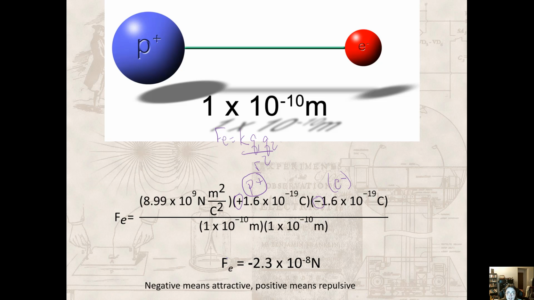And then when you plug that in, you get a force of negative 2.3 times 10 to the 8th newtons. And in this case, the signs are important. It's a force, so this is a vector. So that means that the negative signs have meaning. Negative means that it's attractive, so toward each other, and positive means repulsive. And you can look at this, these are opposite signs, so they should attract. So you can double check yourself.